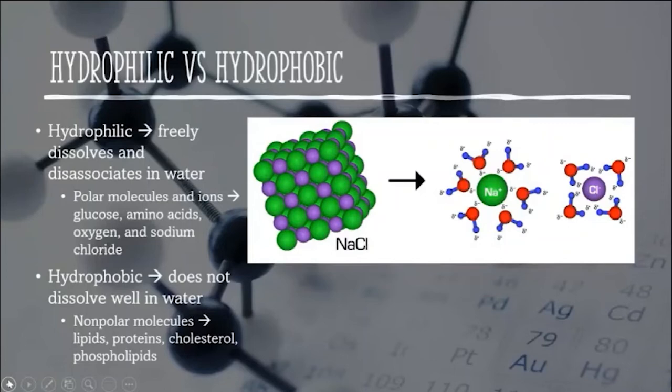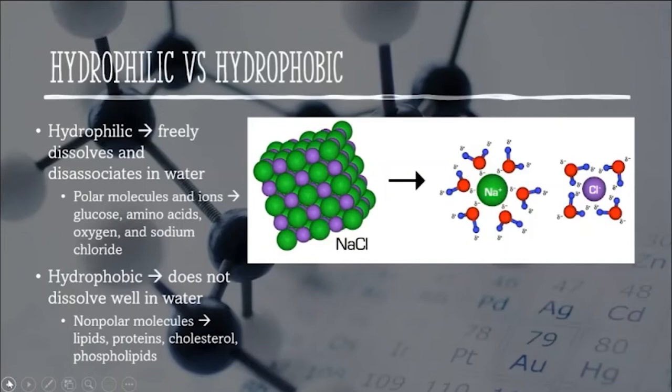You're going to need to know transport in the blood and the differences between hydrophobic and hydrophilic molecules. Hydrophilic molecules means water-loving, so they freely dissolve and dissociate in water. These are going to be your polar molecules, your ions, glucose, amino acids, and oxygen. I know a lot of you might think, why isn't oxygen carried in hemoglobin? Well, oxygen can be dissolved in the blood in low amounts, but most of it is attached to hemoglobin.